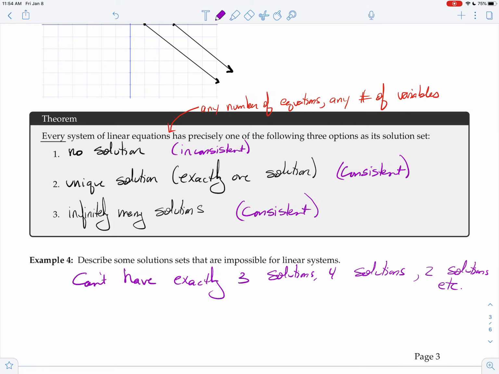Etc. I won't write this, but you can't even have countably many solutions. So when I say countably many, I mean like infinitely many, but 1, 2, 3, 4. There's actually uncountably many solutions. If you don't know what that means, don't worry about it one bit. For those of you that remember discrete or have seen some analysis or something like that, you'll know the difference. So anyway, you can't have exactly 3, 4, 2, 10, right? You either have none, 1, or infinitely many, and actually uncountably infinitely many.